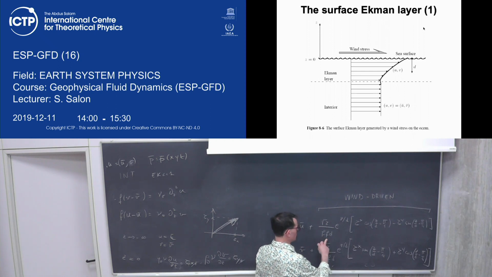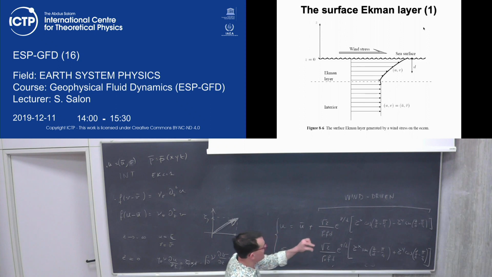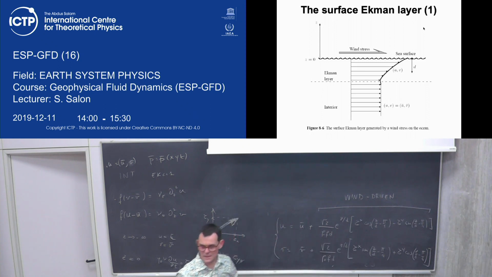And it is stronger when we go to the equator, and the smallest is D, so the smallest is the Ekman depth, the larger is the wind-driven component. So we can do, again, the same analysis and calculate our transport.